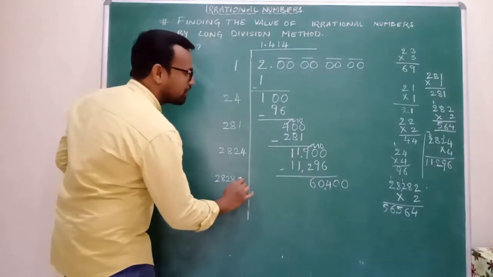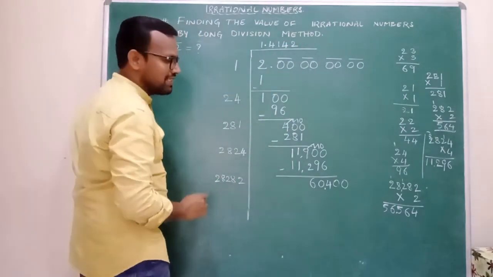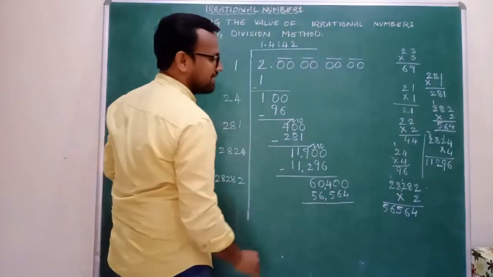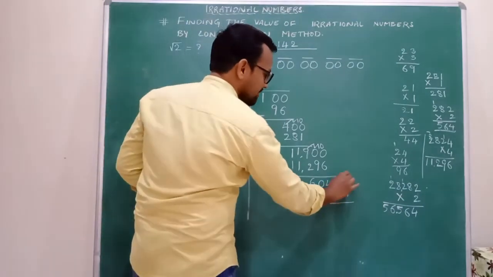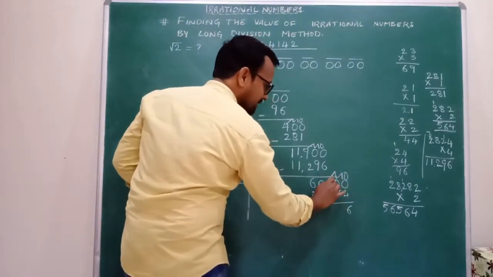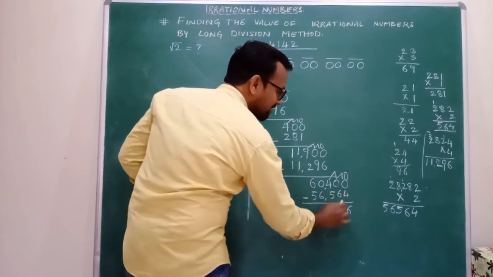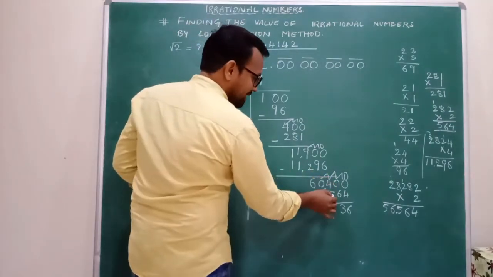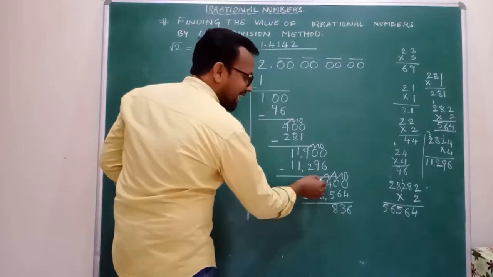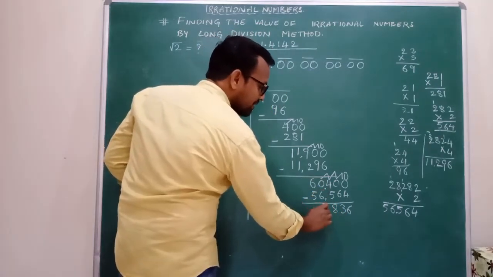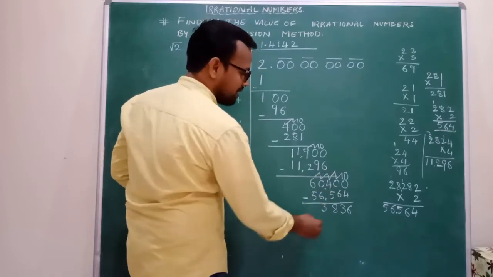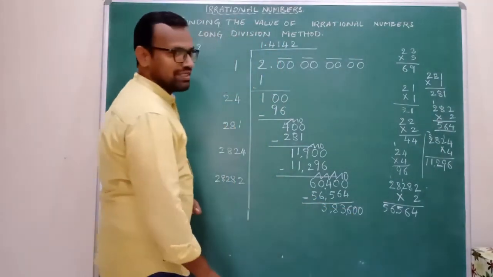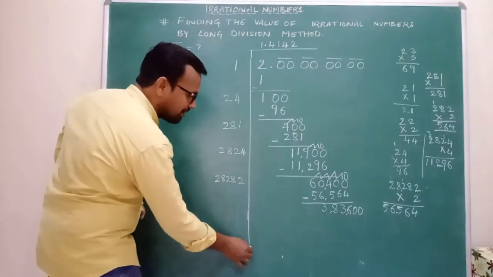So I'll take here 2, here also 2, right? And the product is 56,564. And after subtracting, the difference is 10 minus 4 is 6, 9 minus 6 is 3, then 9 plus 4, 13, 13 minus 5 is 8, 9 minus 6 is 3, and 5 minus 5 is 0. Right, great. Take 2 more zeros. Now it is 3,83,600. Now here what do we get?